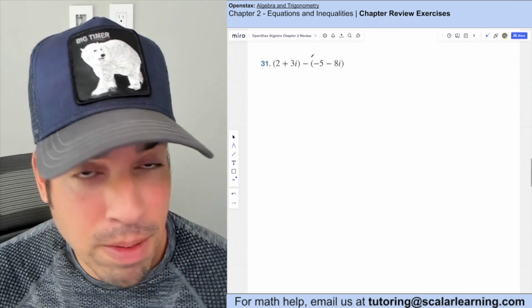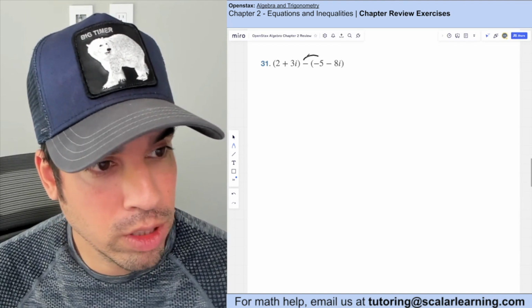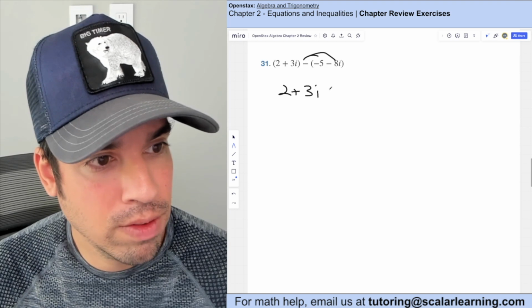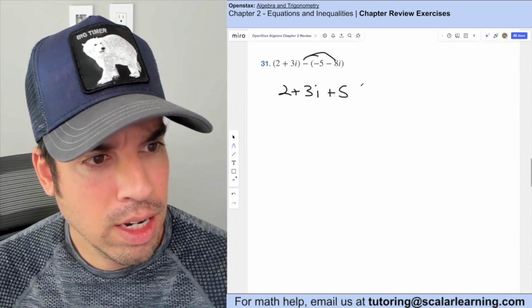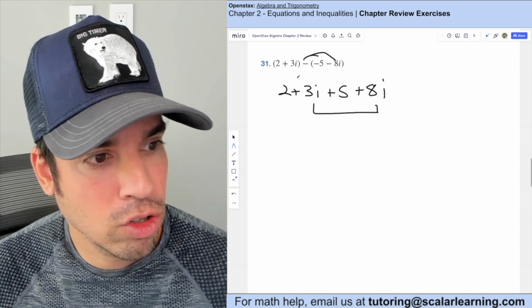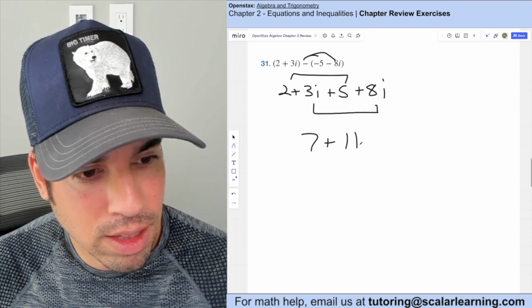Here we're going to simplify, and the best way to treat i in this case is like a variable like x. So check it out. First, we're going to distribute that minus. We got 2 plus 3i. Distribute the negative, that becomes plus 5. And then negative times -8i is positive 8i. Then we're going to combine like terms like so. 2 plus 5 is 7. 3i plus 8i is 11i.